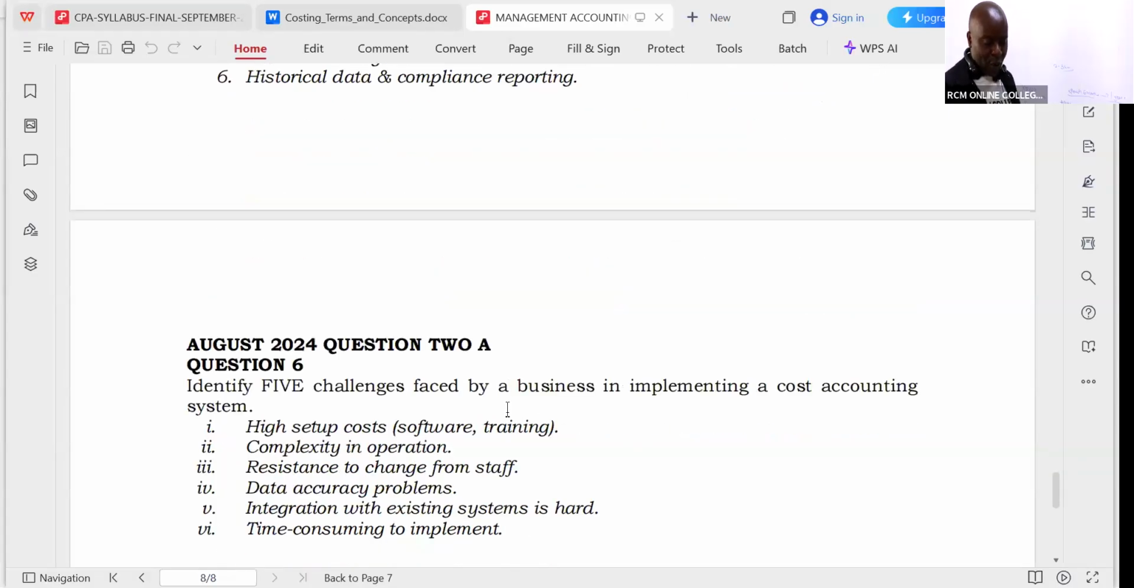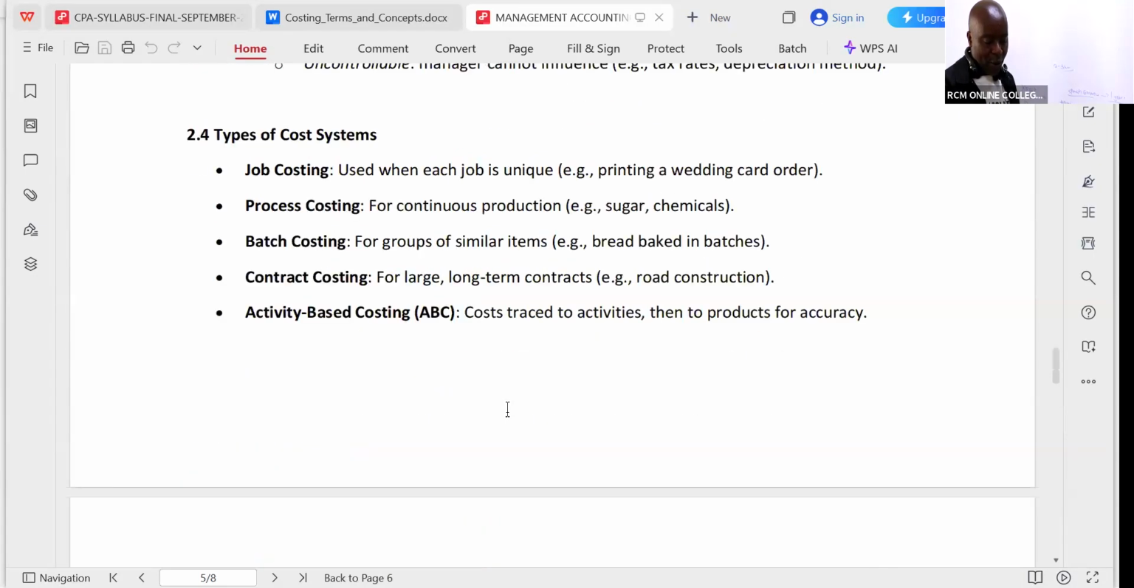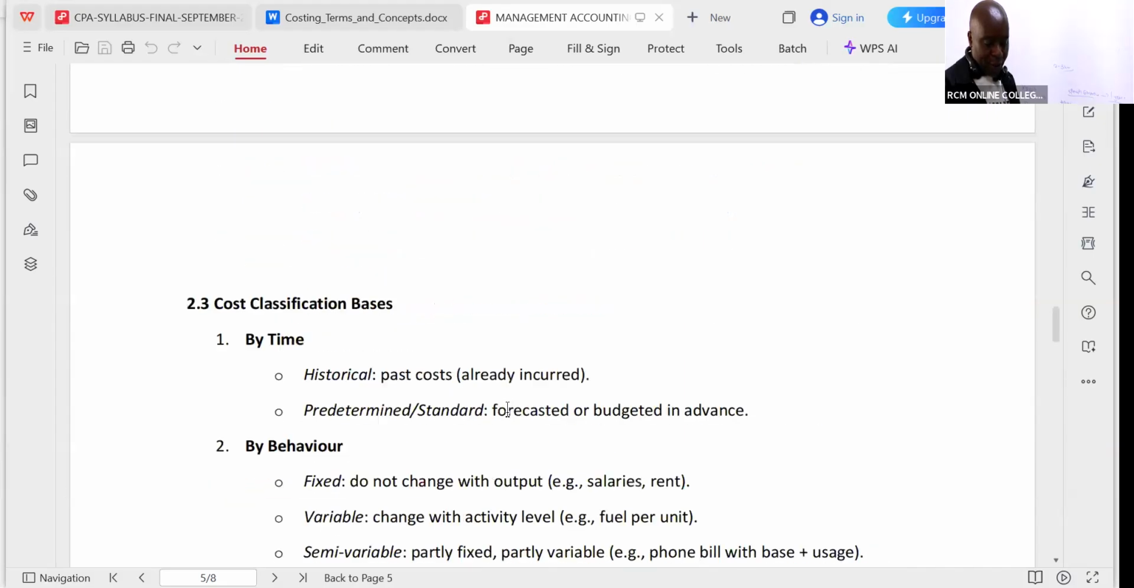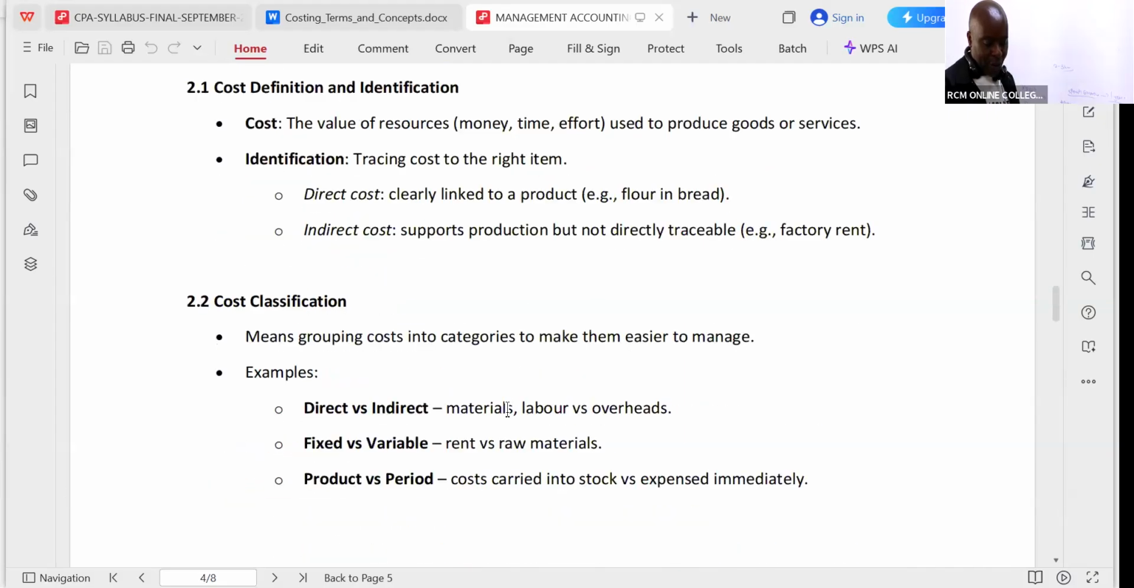We have August 2024, question number 2A. Identify 5 challenges faced by a business in implementing a cost accounting system. That is the last one. So we go back to the content of the day, which is cost.